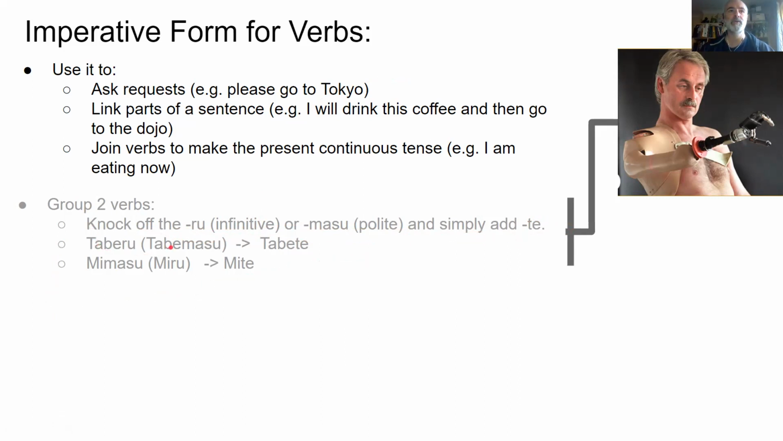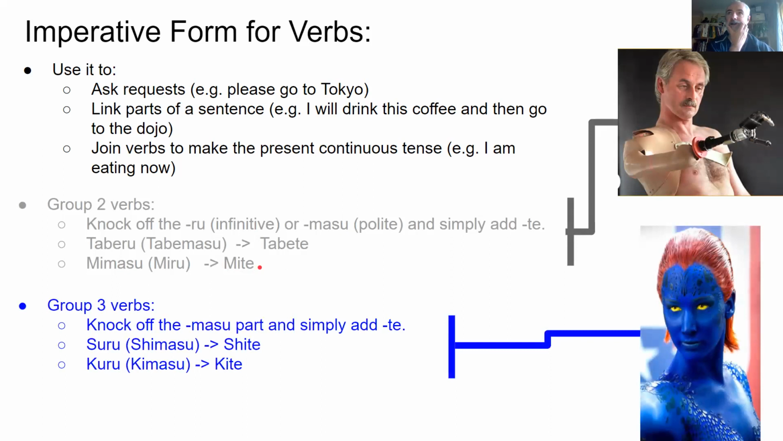So taberu becomes tabemas if we want to say I will eat, and then to say eat as a command or request, this becomes tabete. And mimas, which is normally, sorry, these are the wrong way around. It should be miru is the infinitive, mimas is to see, and then mite, please see, is this.